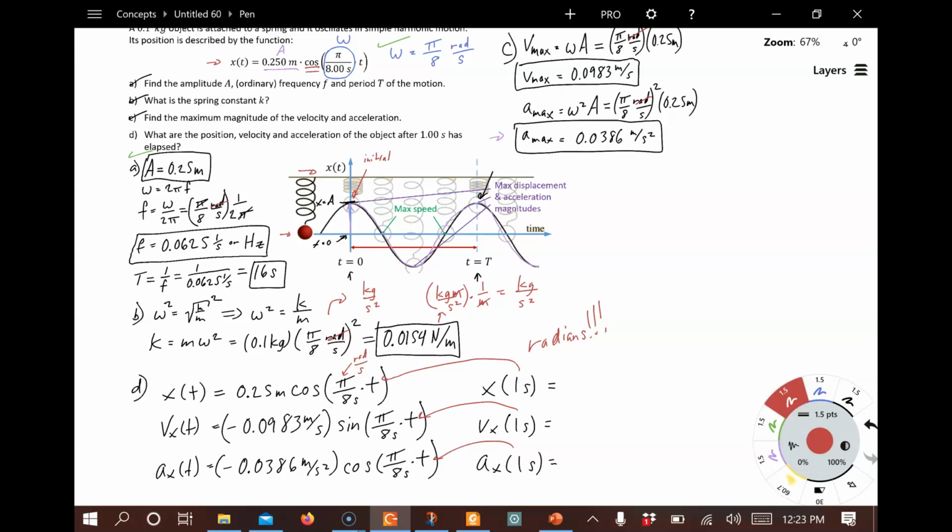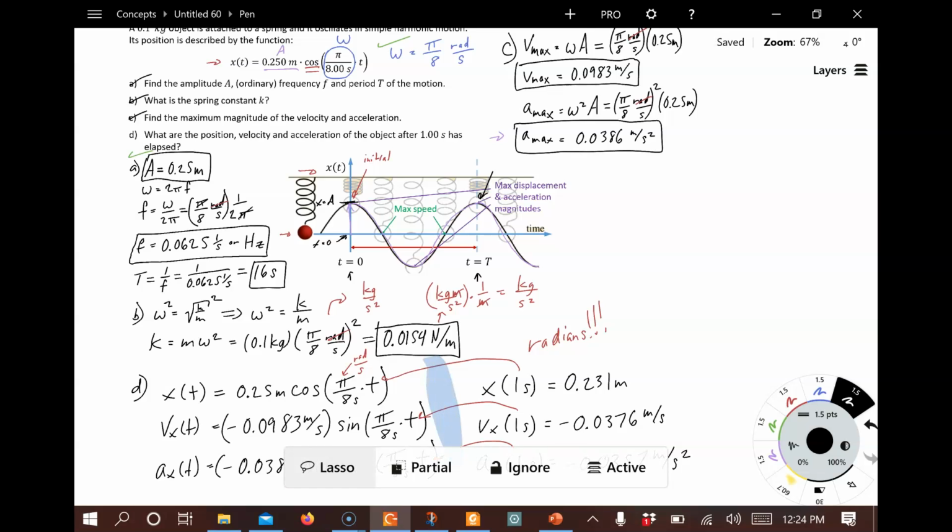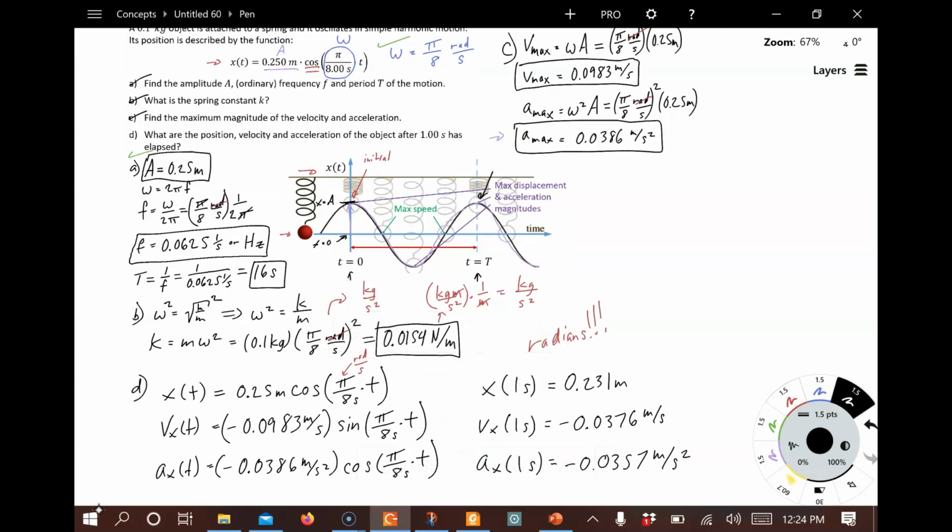Okay, so let me go ahead and put these into my calculator. And when I do that for x, I get a value of 0.231 meters. For Vx, I get minus 0.0376 meters per second. And for Ax, I get minus 0.0357 meters per second squared. And so these are our answers here for part D.